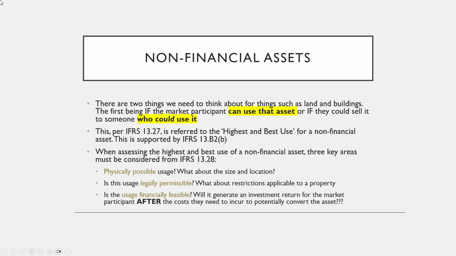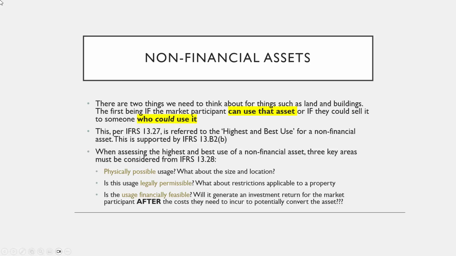So make sure to read up on these sections, pause the video, go highlight, because you now understand the basics of IFRS 13, and it's going to be fantastic for you if you get that IFRS 13 question coming up. So when assessing the highest and best use of a non-financial asset, there are three key areas that must be considered, and this is under IFRS 13.28.